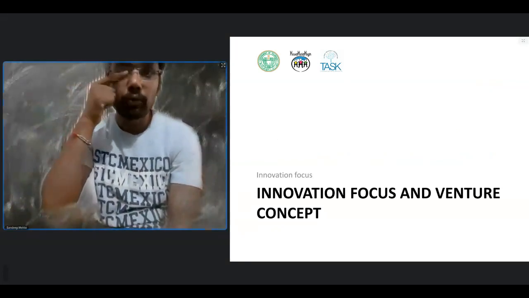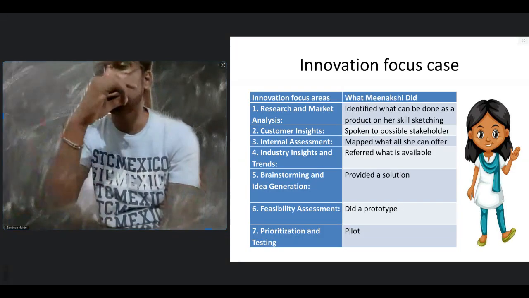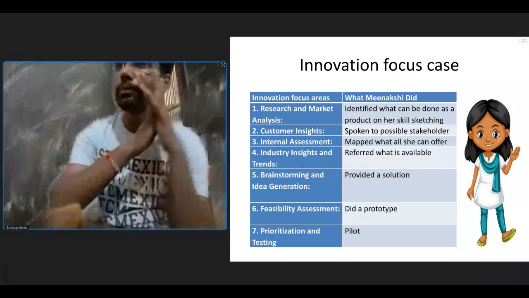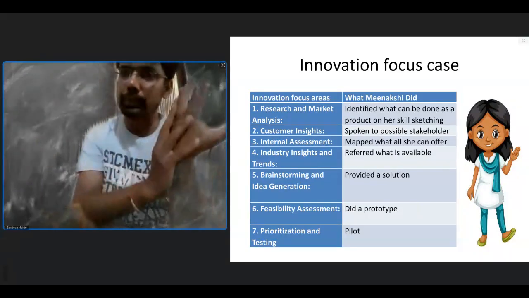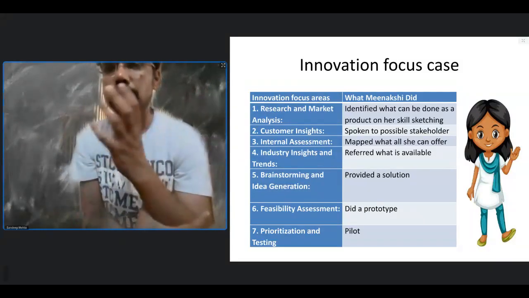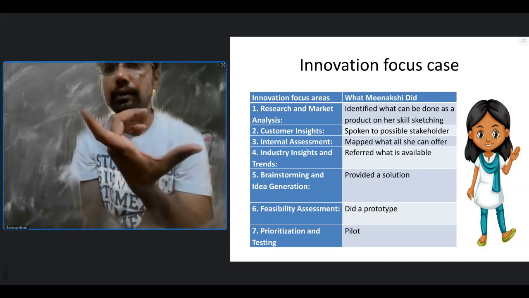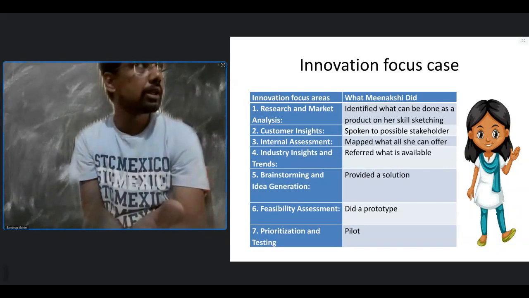Now we are talking about innovation focus and venture concept. We have discussed in detail what problem focus is, how you can think about problems, and the different kinds of traits pertaining to problem focus. In case of innovation focus, there are different kinds of research and market components.